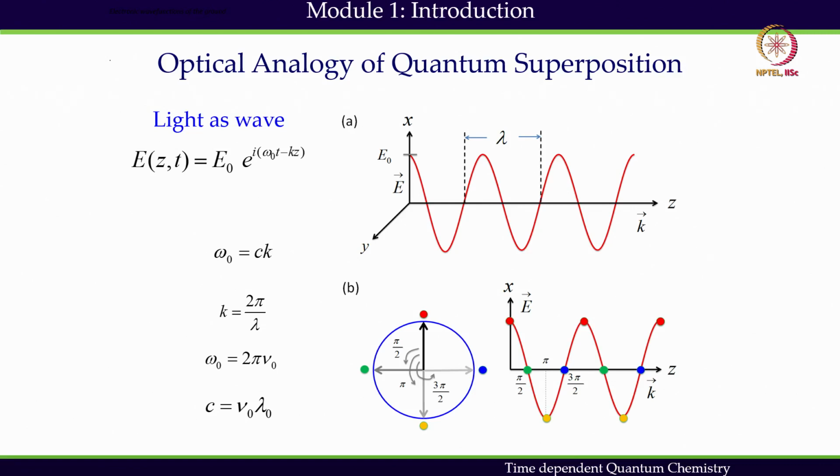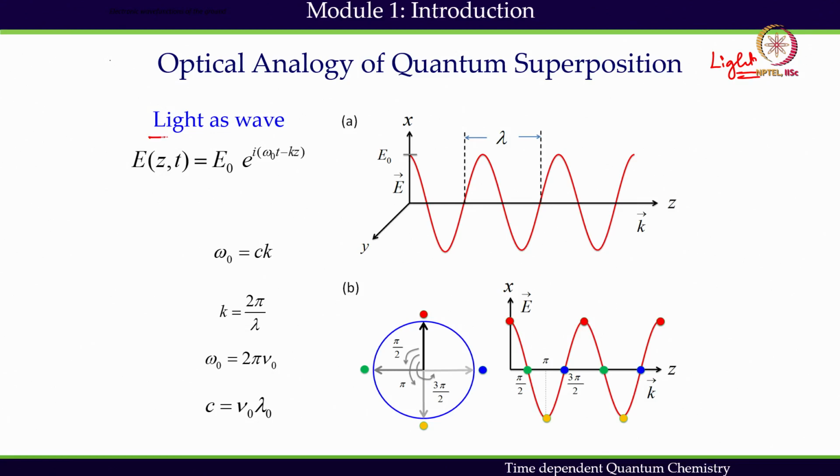Light has a dual nature. When light exhibits wave nature, it propagates as an electromagnetic wave. On the other hand, when light is a particle, we consider it propagating as a particle. So light has a dual character. The kind of character we are considering here is the wave character of light.